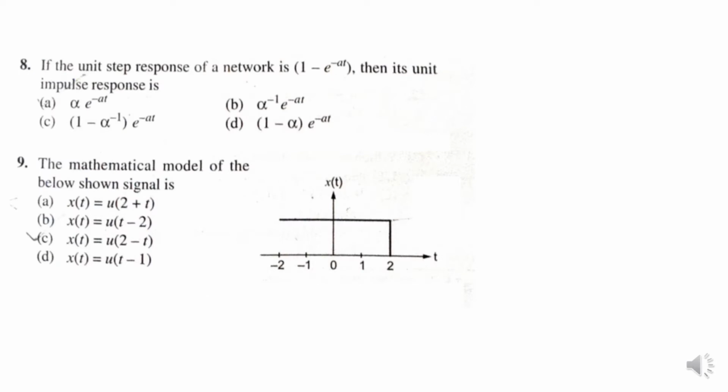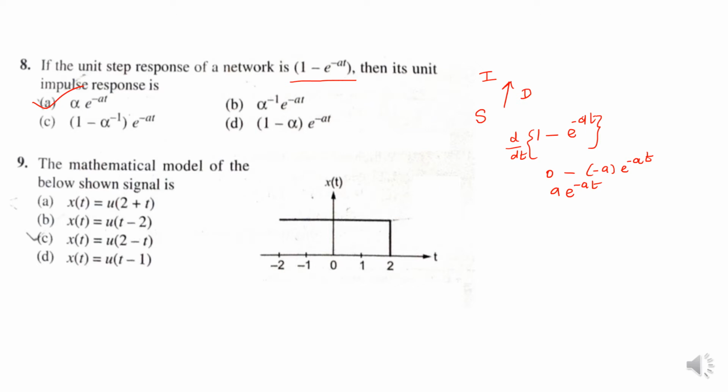Next we are going to see the next problem. If the unit step response of a network is 1 minus e power minus at, then find the unit impulse response. So step response to impulse response: how to find out? By differentiating this. So differentiating 1 minus e power minus at with respect to t, we get the impulse response. So 0 minus of minus a into e power minus at. So a e power minus at is the correct answer.